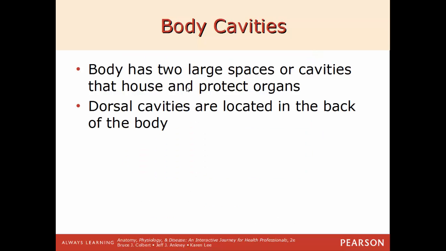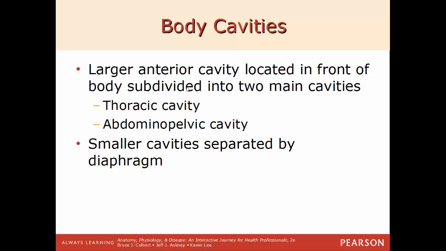All right, now we'll move on to the various body cavities. The body has two large spaces or cavities, and these spaces are used to house and to protect various organs. And the two cavities are either going to be toward the front, or anterior, or toward the back, which are called dorsal. Okay? The dorsal cavities are what would house the brain and the spinal cord. They're toward the back. The larger cavity, the anterior cavity, is located in the front, because remember the term anterior means toward the front, and that is subdivided into two main cavities.